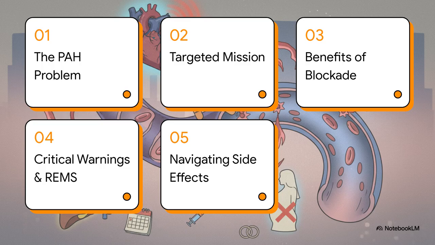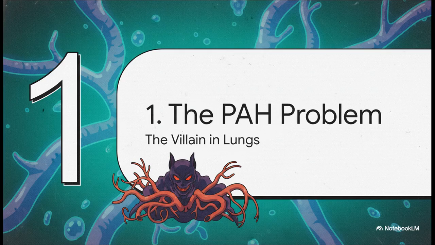So here's our game plan. We'll start by unpacking the PAH problem, then we'll see how Ambrisentan launches its very specific mission. After that, we'll cover the benefits of that mission, and then, and this is super important, we'll go through the critical warnings and side effects. Okay, so to really understand our hero, Ambrisentan, we first need to get to know the villain of this story, a condition called pulmonary arterial hypertension, or PAH for short.